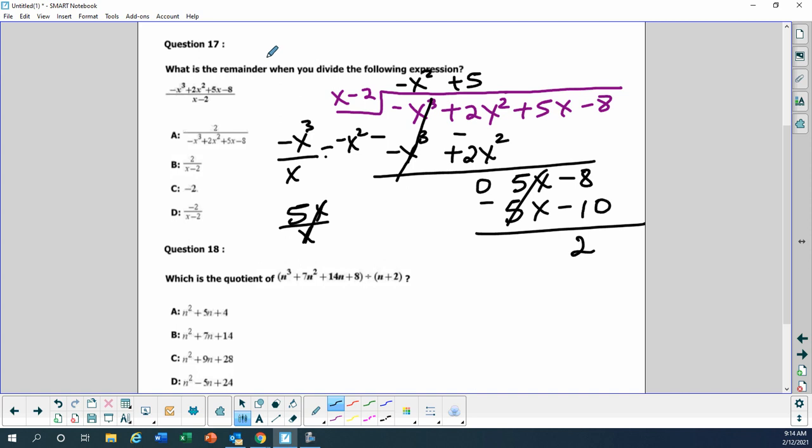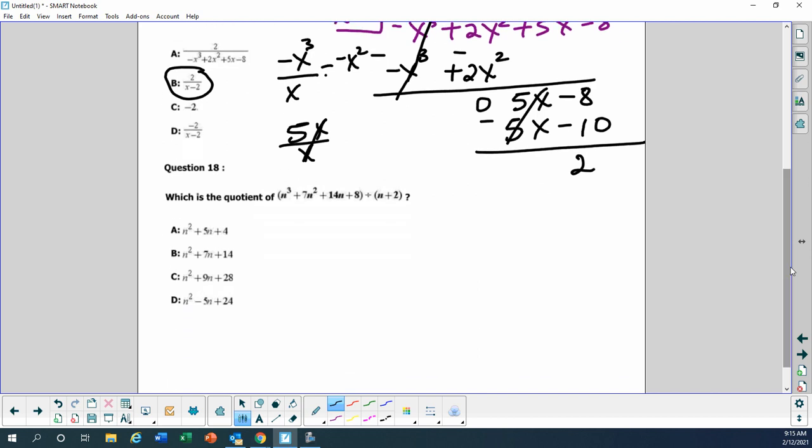So the question is, what is the remainder? The remainder is 2, and when you write it as a fraction, you write the remainder over x minus 2, so 2 over x minus 2 is what you're going to pick. All right, any questions for this one? No? Okay.